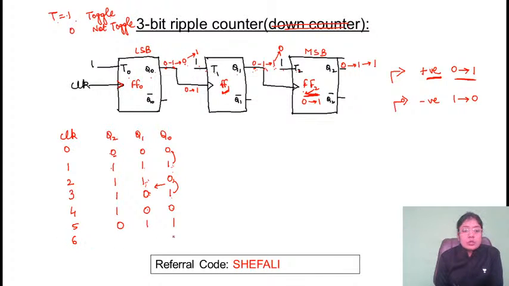Sixth clock, toggle. Changing from 1 to 0, flip-flop 1 will not be activated, output remains the same. 1 to 1, flip-flop 2 will not be activated, output remains the same. 7th, toggle. Value is changing from 0 to 1, so this flip-flop 1 will be activated, output will be 0. 1 to 0, flip-flop 2 will not be activated. Clock 8. This will toggle, changes 1 to 0, this won't be activated, 0 to 0, this won't be activated.